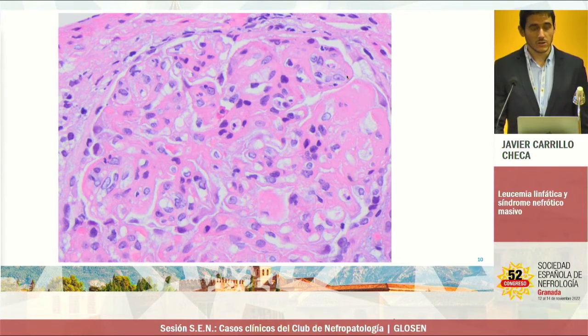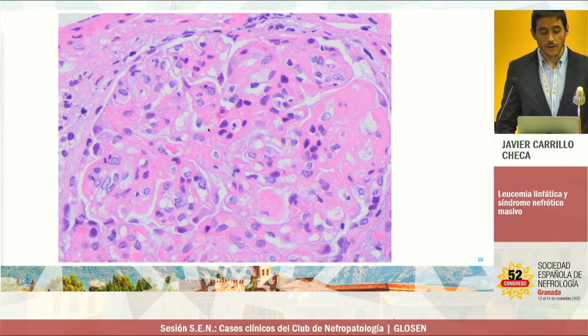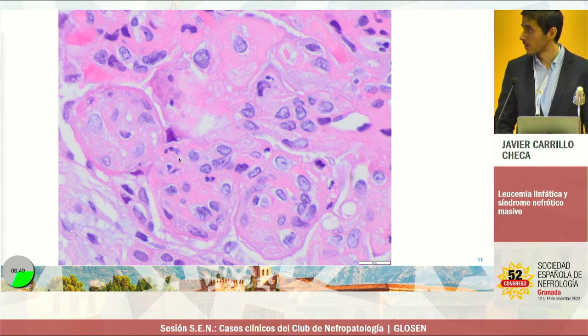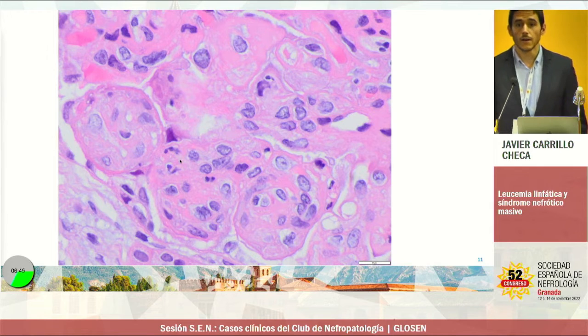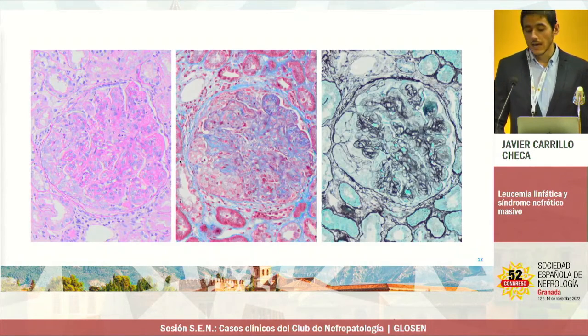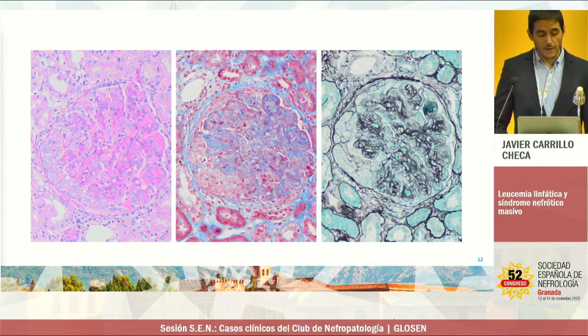Respecto a los depósitos, se localizan a nivel mesangial, engrosando las paredes de los capilares y también los encontramos a nivel subendotelial. Aquí tenemos un mayor detalle de estos hallazgos histológicos, tanto de la proliferación celular como de los depósitos, y en definitiva lo que tenemos es un patrón membranoproliferativo. También encontramos de forma aislada proliferación de células epiteliales formando pequeñas semilunas.